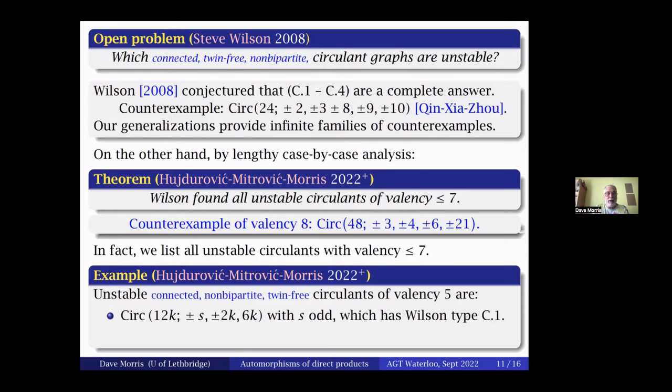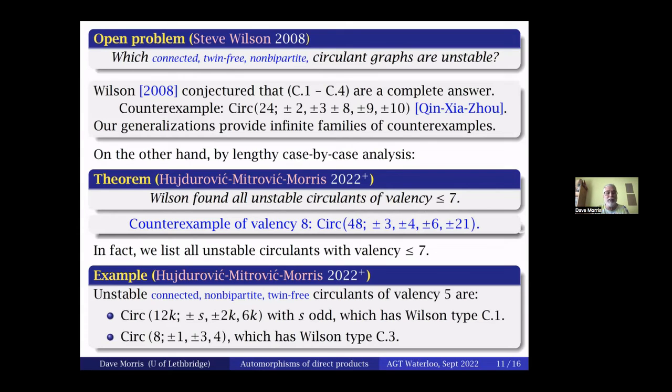And that graph, no matter what S you pick, will be a graph of Wilson type C1. The evens are invariant under some translation. And then also it happens to be an example, an unstable graph with just 8 vertices. And that one has Wilson type C3. So that's the way it goes. For each valency, we made a list of the graphs, then it's easy to see that each one of them does have a Wilson type.